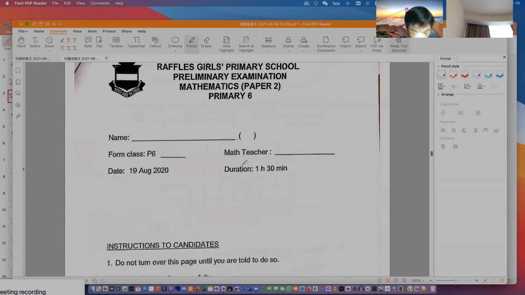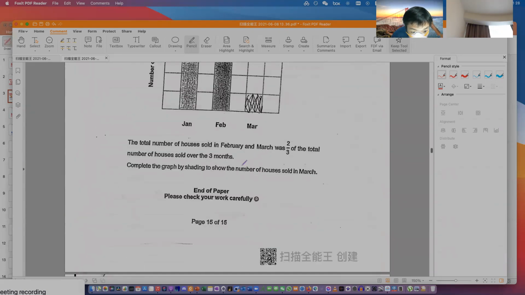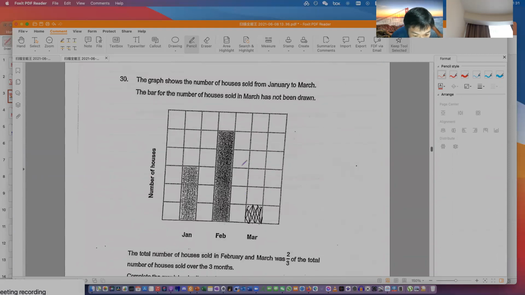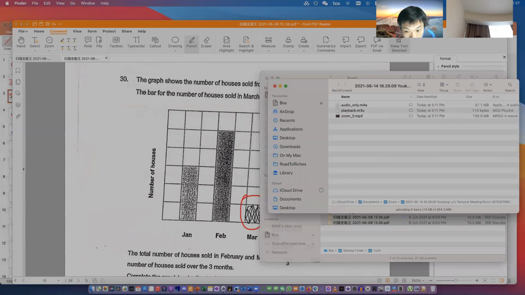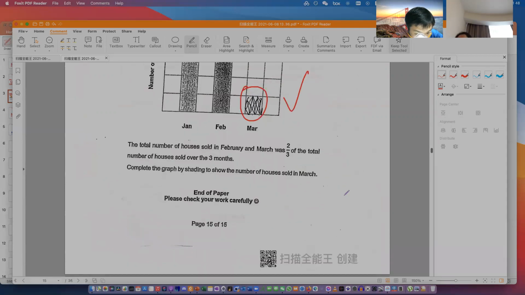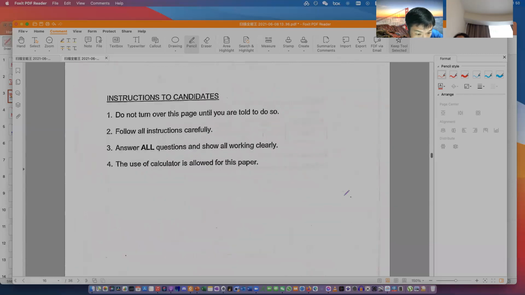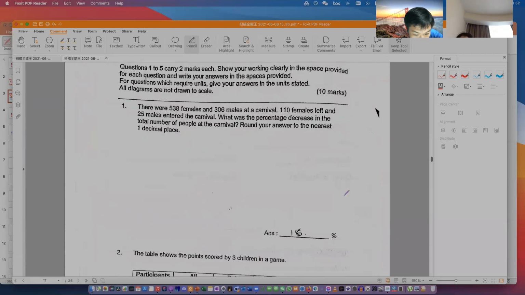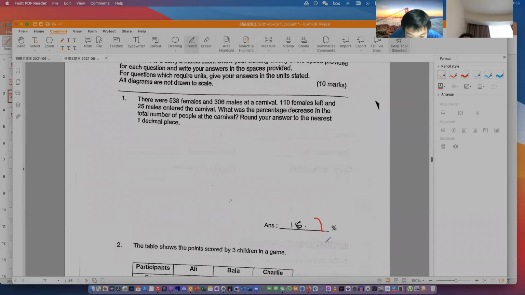So this one, correct or wrong? The answer is 1 unit. Okay, good. So that means you're correct. Okay, paper 2. What's wrong with this then? Is your answer correct or wrong?